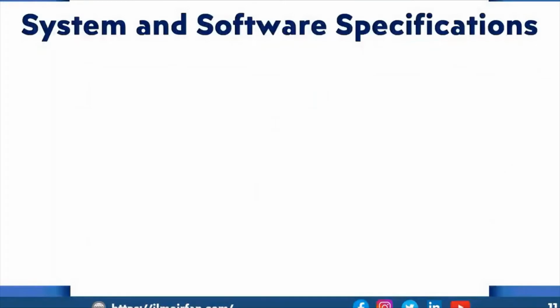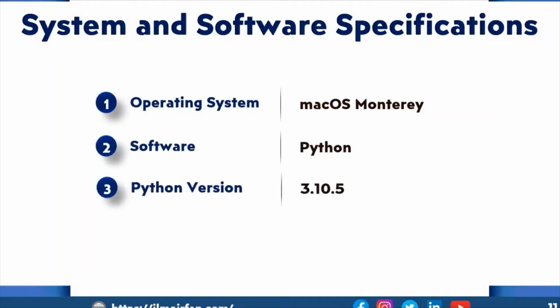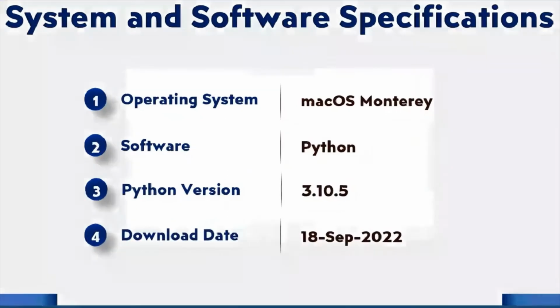Before discussing the steps for downloading Python, the system and software specifications are necessary to discuss. Number 1, operating system, Mac OS Monterey. Number 2, software, Python. Number 3, the version of Python will be 3.10.5. Number 4, download date, that is today, 18th September 2022.